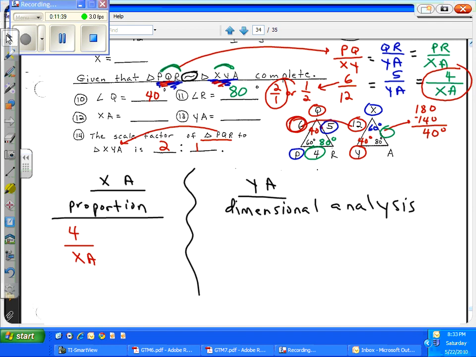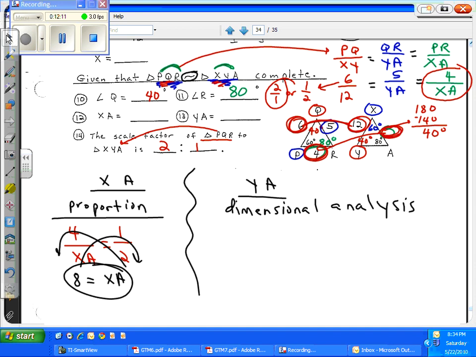That means we need to use our scale from first to second, since we said 4 over XA, little triangle to big. So we're going to go little to big. Okay, in a proportion, it has to be the same: little, big, little, big. We're going to cross multiply. 2 times 4 is 8. XA times 1 is XA, and so XA equals 8.